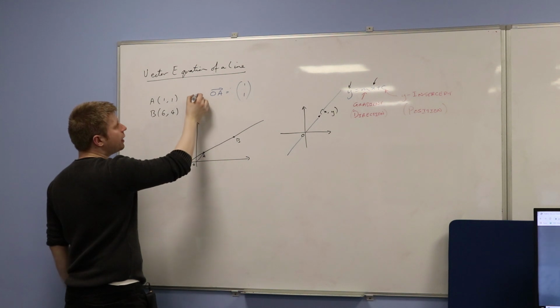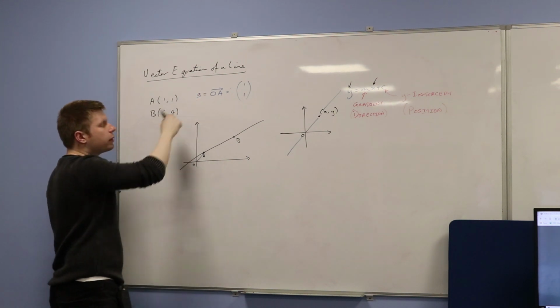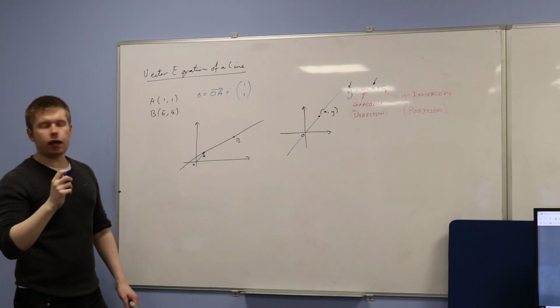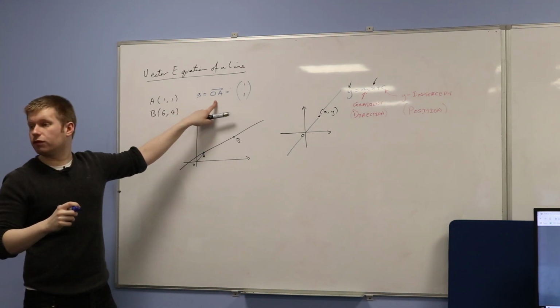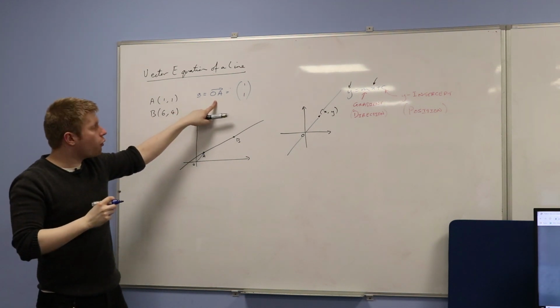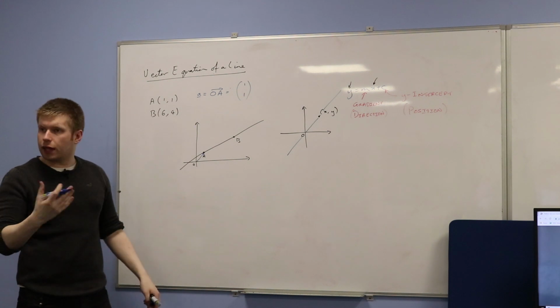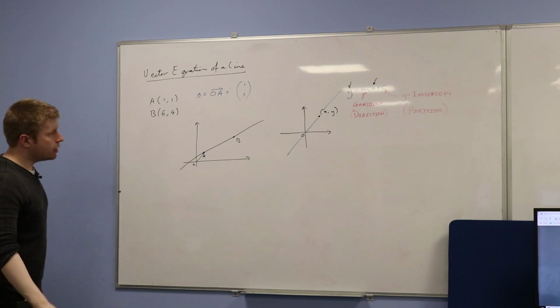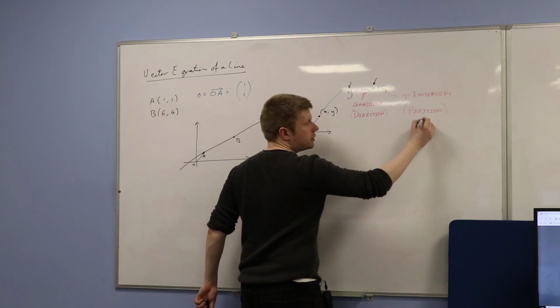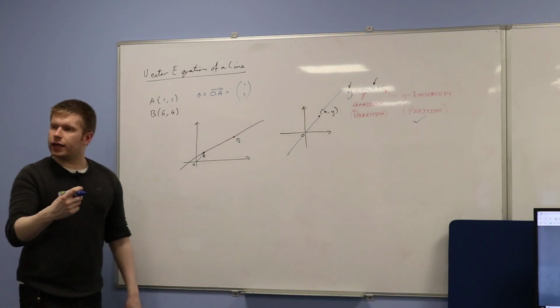In fact, just to make it a little bit clearer, I'm going to label it with a little letter A. Okay. So my little letter A just means it's a position vector. It's a vector that gets me from the origin to the point A. And that's just 1, 1 in this case. So that bit's sorted. I've done my position bit. What else do I need?